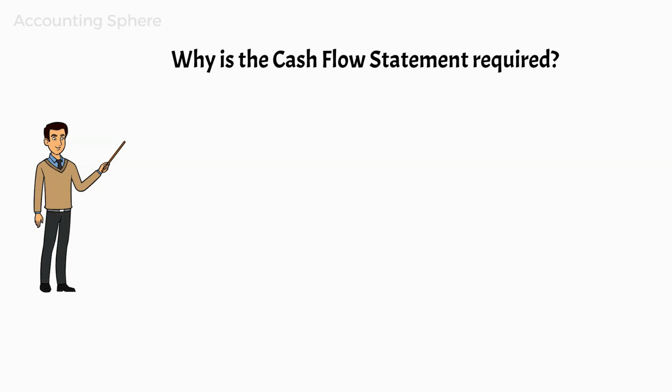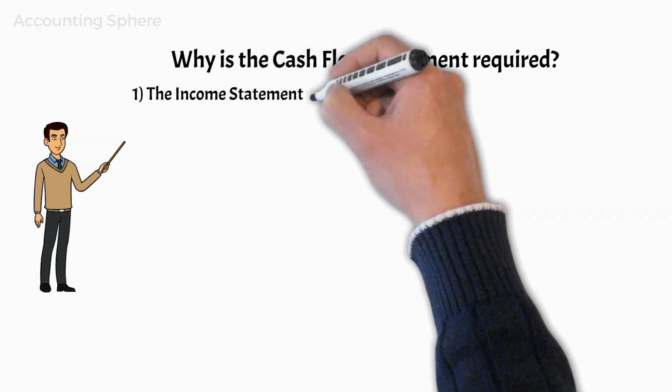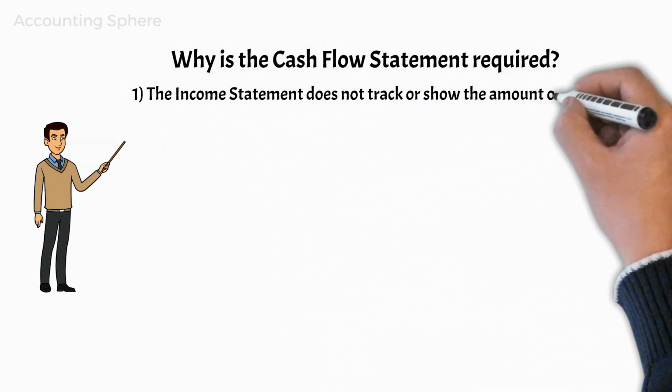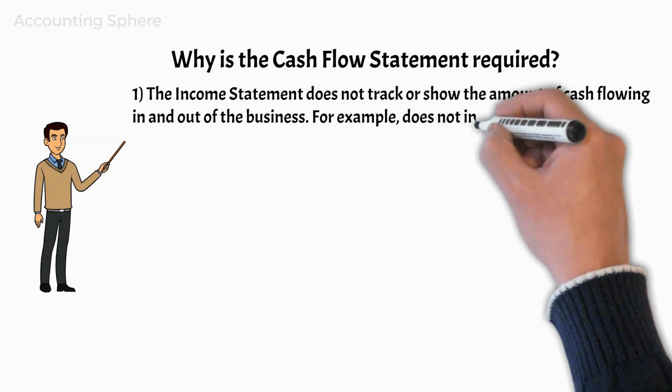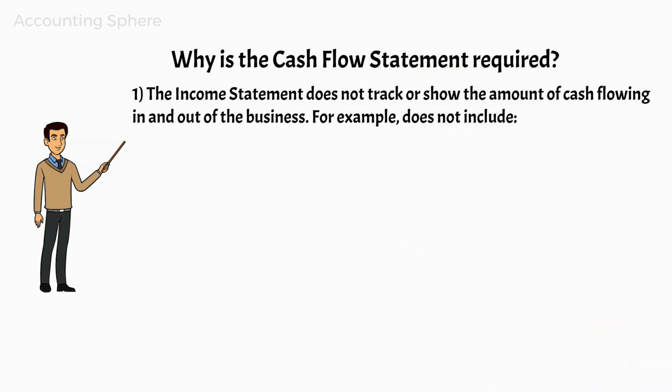1. While the income statement figures generate headlines, they are based on the accrual basis of accounting, which, in turn, effectively assesses a company's revenues, expenses, and profitability during a short period of time. On the other hand, the income statement does not track or show the amount of cash flowing in and out of the business. For example, it does not include the following information.